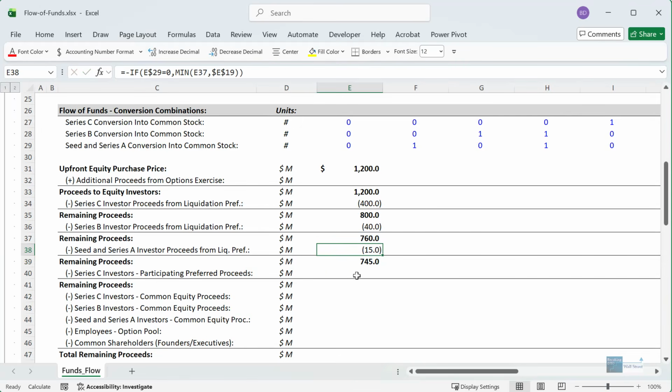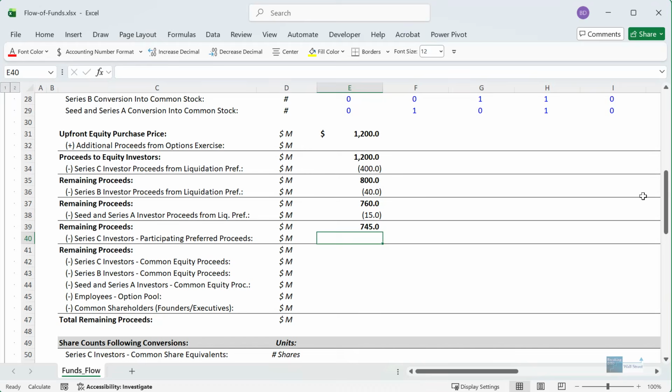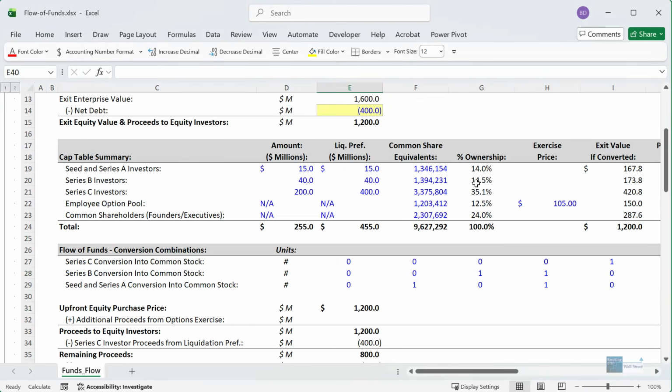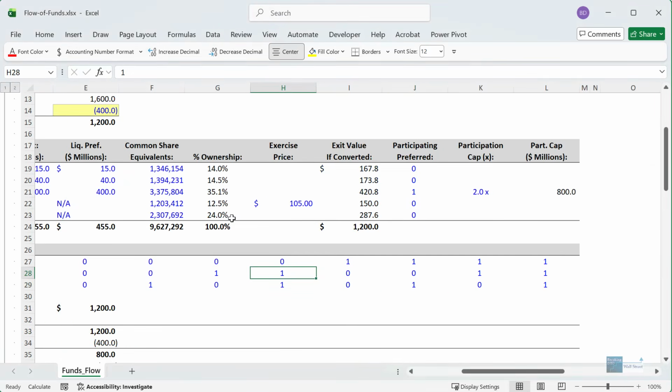So that takes us to the next step, which is to address the participating preferred proceeds. Now, the basic idea here is pretty simple, which is that with participating preferred, it means that if the Series C investors stay in preferred stock, yes, they get their liquidation preference, but they also get a percent of the remaining proceeds at this point, which is usually linked to their ownership of the common shares, so 35% right here.